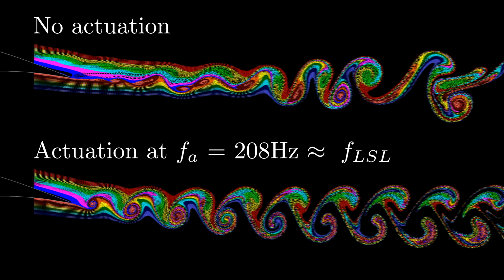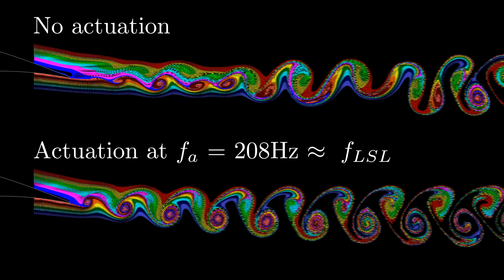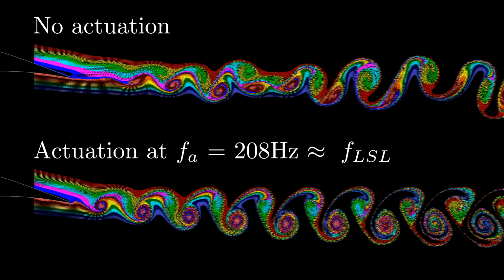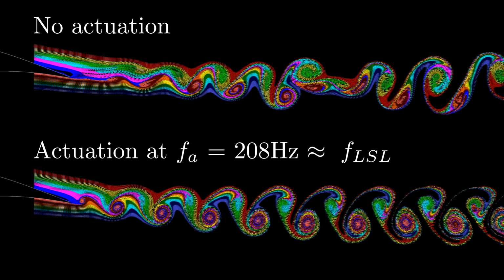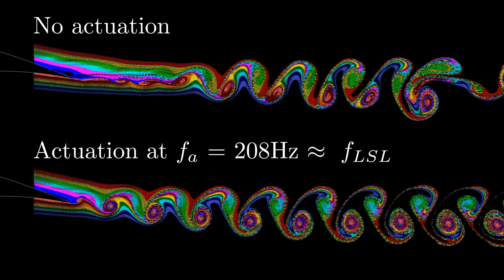Actuating near the lower shear layer natural frequency strongly reinforces the lower shear layer vortices, dramatically increasing the local circulation around the airfoil. This produces the highest mean lift increase of all the cases investigated, around 8%, reflecting the high receptivity of this mode to the morphing excitation.